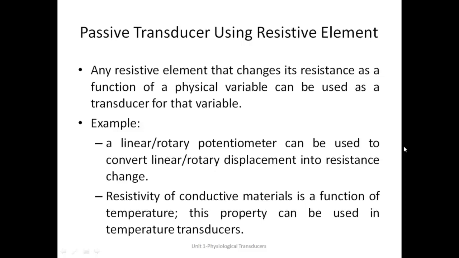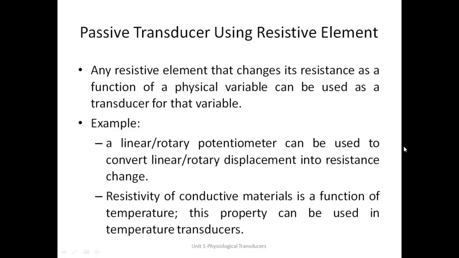If I have to measure pressure, the resistive element that has to be used should be sensitive towards pressure. If it is force, it has to be sensitive towards force. So the idea is I need to use some resistive element in my circuit which is sensitive towards that particular physical or physiological variable that I need to measure, right? So for example, a linear or a rotary potentiometer can be used to convert linear or rotary displacement into resistance change, right? Potentiometer, you all know, is a device which has a range of resistances. Okay, it is a variable resistance.